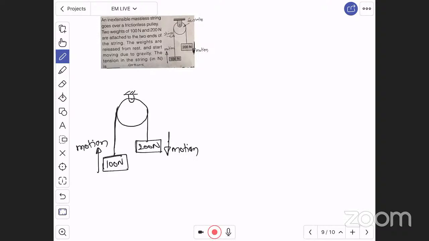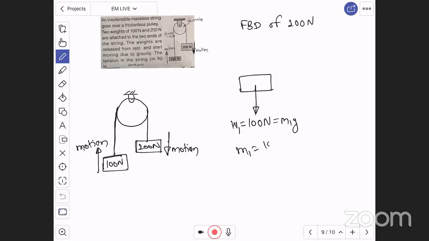Tension तो हमेशा दूर जाने वाला दिखाते हैं हम, always tension is away from the system. Let us say FBD of 100 newton. This is 100 newton. Now 100 newton, the load will definitely act in vertically downward direction. Self weight W1 is equal to 100 newton will definitely act in vertically downward direction, right? And weight is nothing but mg or not? It is nothing but m1g. Therefore m1 is equal to 100 divided by g. This is the mass of 100 newton, right?